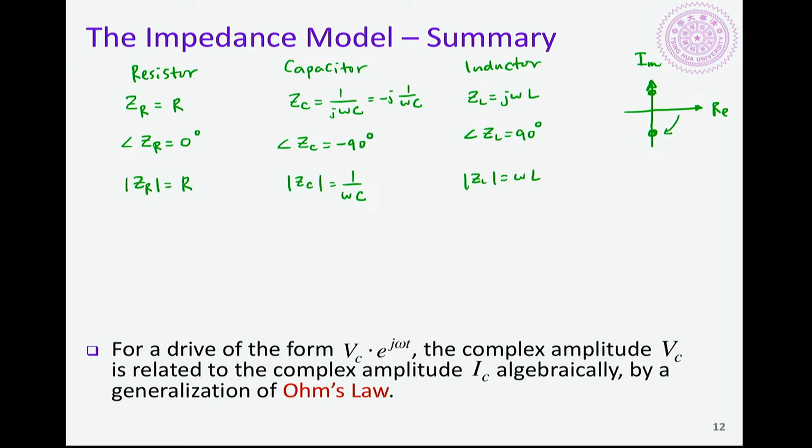Okay, so to conclude, for a drive in the form of Vc times exponential j omega t. 好，那这个 Vc 就一样，它有它的正负跟它的相位。The complex amplitude Vc is related to the complex amplitude Ic algebraically by a generalization of Ohm's law. So Vc divided by Ic would be equal to the impedance of the component.